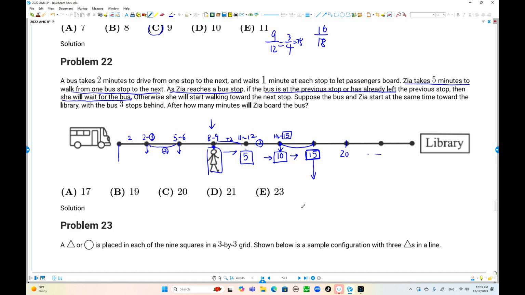So the question over here: in how many minutes will Gia board the bus? Wait over here, right? You have to wait. The bus is at about 15, starting, 2 minutes, about 17 it will arrive at this point. So 17 is the answer, okay?